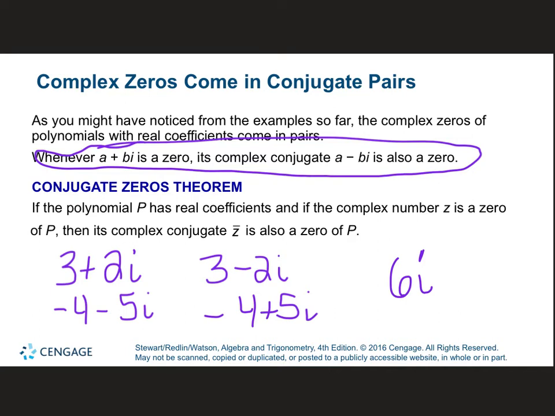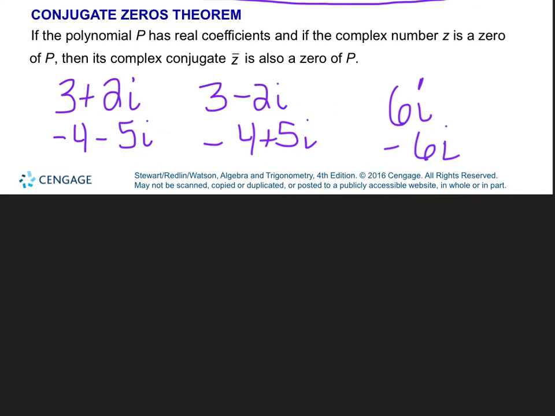It's positive 6i, right? So what's the complex conjugate? Negative 6i, all right? Now, the reason that this is super important is because you're going to be given zeros, like I told you. They're going to say, given x equals, let's just say, x equals 3, x equals 2, and x equals 4 plus i. They're actually telling you that there's 4 roots to this problem.